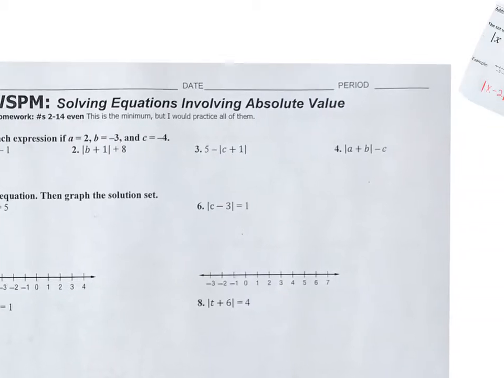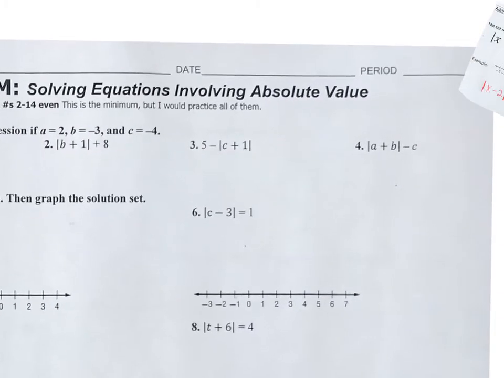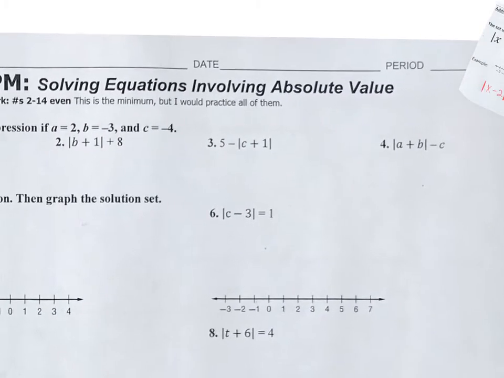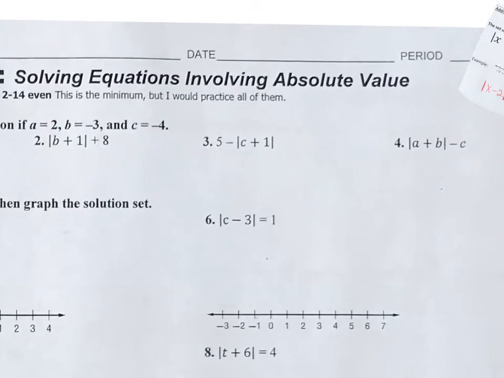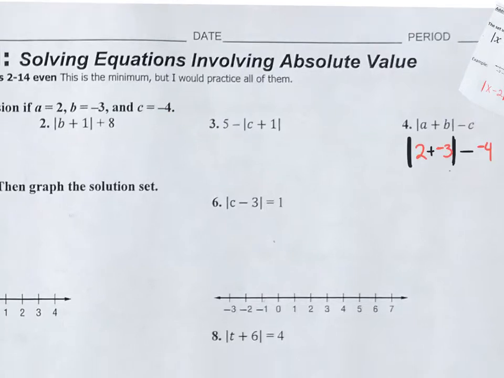I want to do one of these. Let's go with the hardest one, like number 4. So the first thing to do with number 4 is to identify your values that you're plugging in. You are plugging in A equals 2, B equals -3, and C equals -4. So I would rewrite it with those values in there. So again, as you can see, you simply plug in your values. I'm using 2 different colors so you can see it more clearly. The A value is 2, the B value is -3, and the C value is -4.